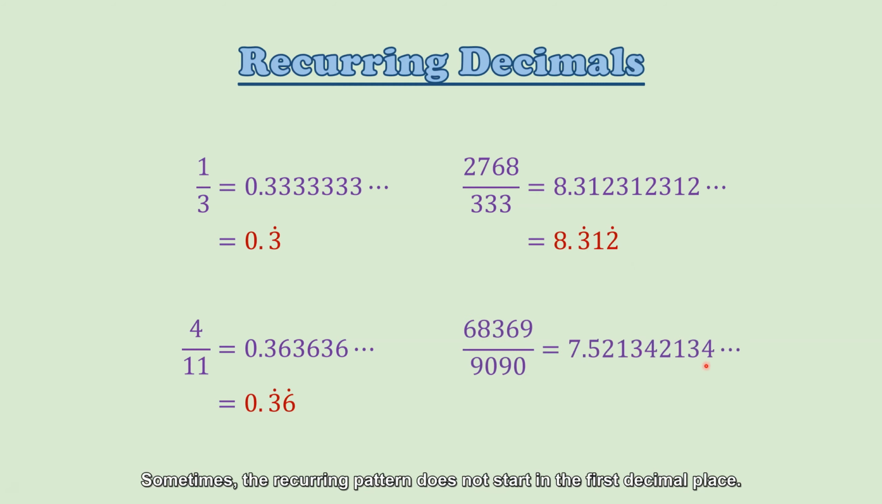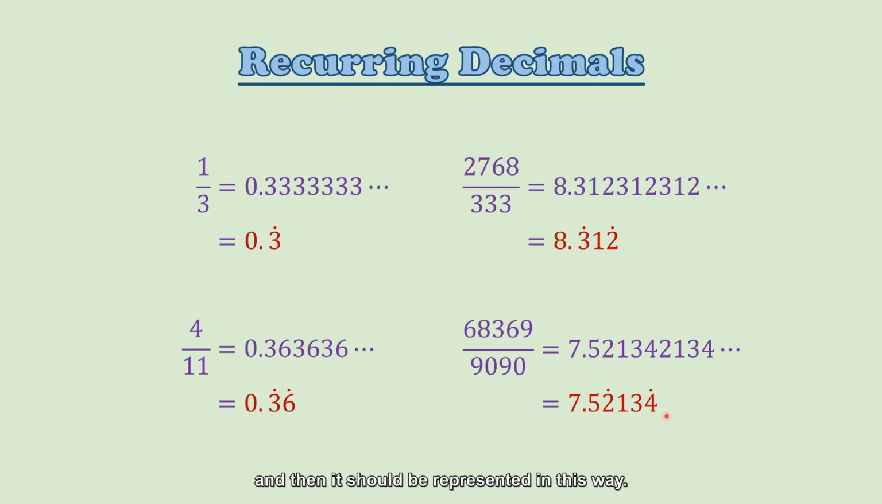Sometimes the recurring pattern does not start in the first decimal place. For example, this number is 7.521342134, and then it should be represented in this way. We add the dots to 2 and 4 to represent that this 2134 is the recurring pattern.